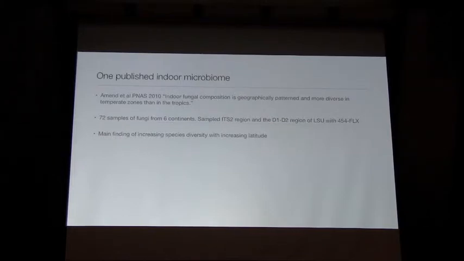And they used the ITS region, and they also sequenced the LSU region. And they used 454 for this, and so that helps because this locus is pretty large, and so it's good to be able to get most of it. And so the main finding they found out of this was that in fact they found increasing species diversity with increasing latitude, which was not what they necessarily expected.